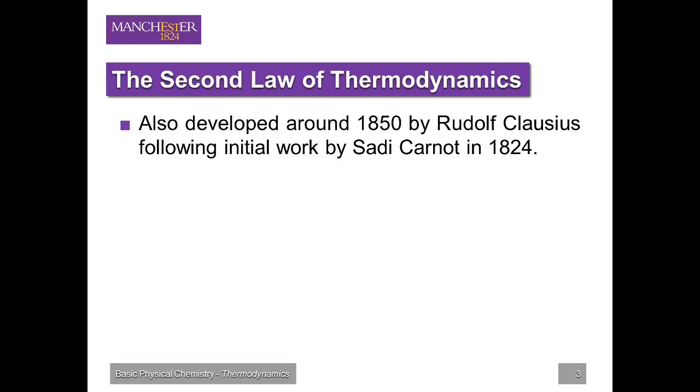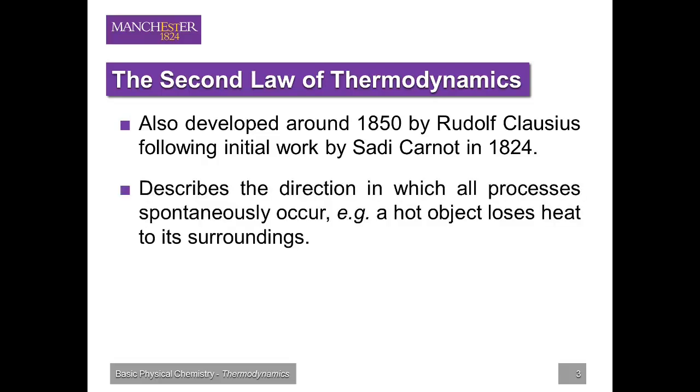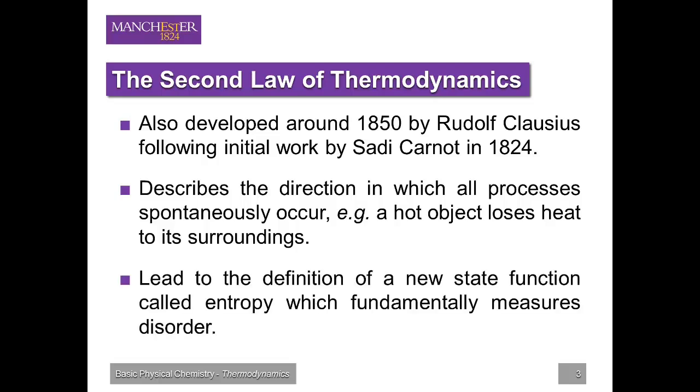Following on from initial work by Sadi Carnot on heat engines in 1824, Clausius, again around 1850, began to consider the direction in which processes occur spontaneously. For example, hot objects always lose heat to their surroundings. A cold cup of coffee will never suck heat in from its surroundings to become hot again. These considerations led to the definition of a further state function called entropy and the second law of thermodynamics, which defines it and governs its behavior.